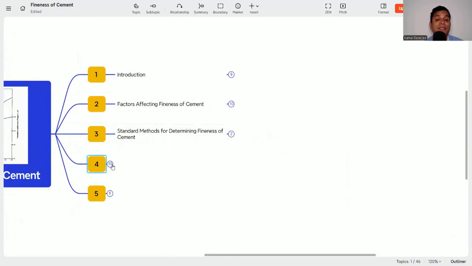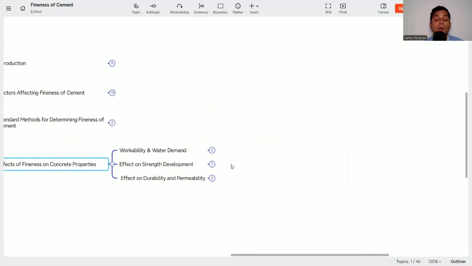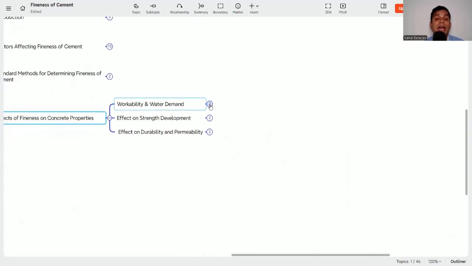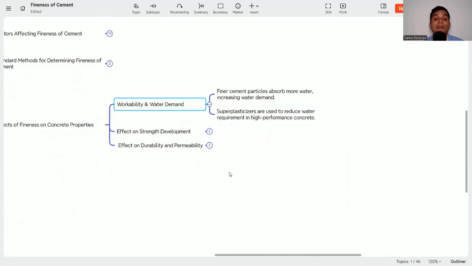The next part is the effect of fineness on concrete properties. First, workability and water demand. You already discussed that finer cement particles absorb more water, increasing water demand. So what is happening? Finer particles means the surface area is more. If the surface area is more, that means the rate of reaction will be more, so it will absorb more water. So it increases the water demand.